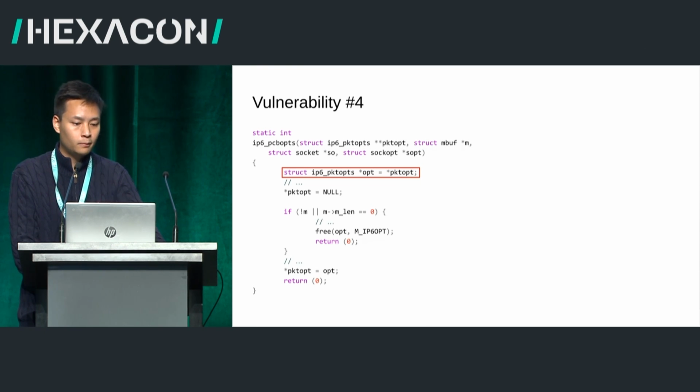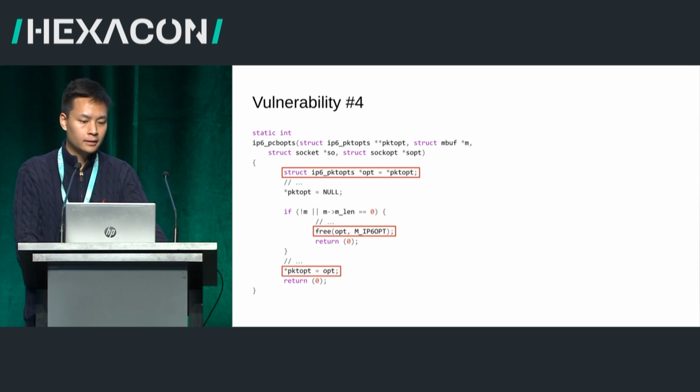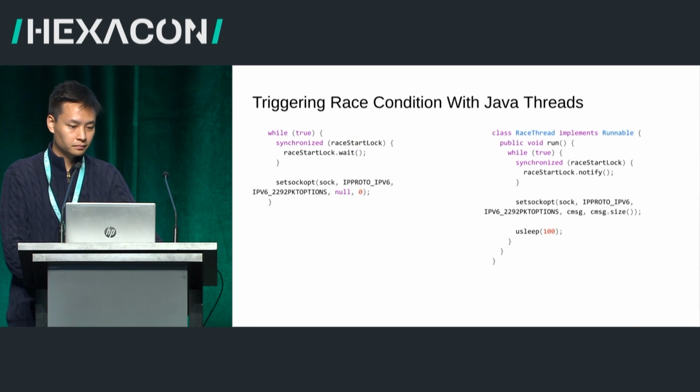Then there are several paths where the options are handled differently. If the mask is empty, the packet options will be freed, and otherwise it will reassign the packet options pointer. And the problem of this code is, since there are no locks, two threads can fetch the same packet options pointer, where one of them can free the pointer and the other can continue using it. And that is a pretty straightforward use-after-free scenario.